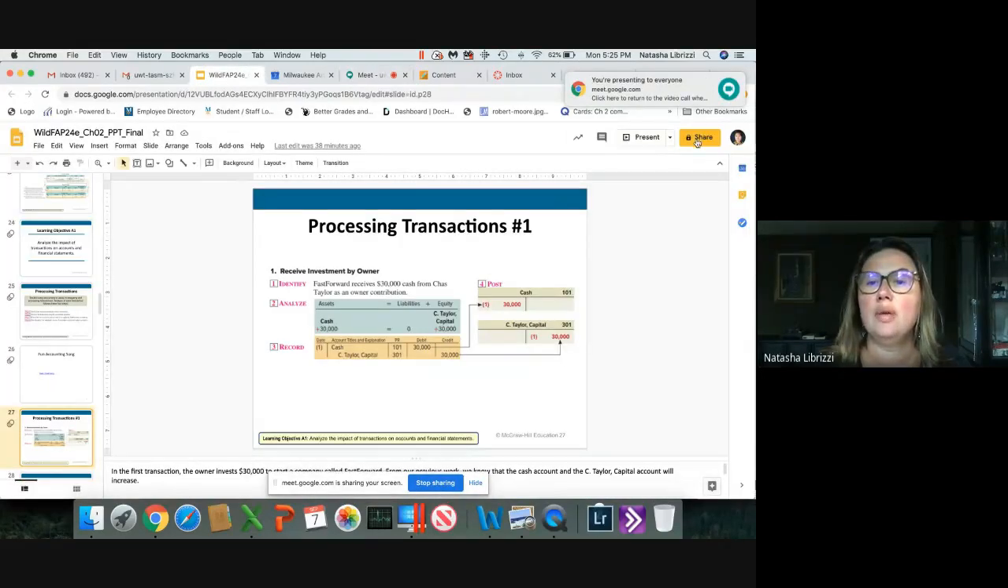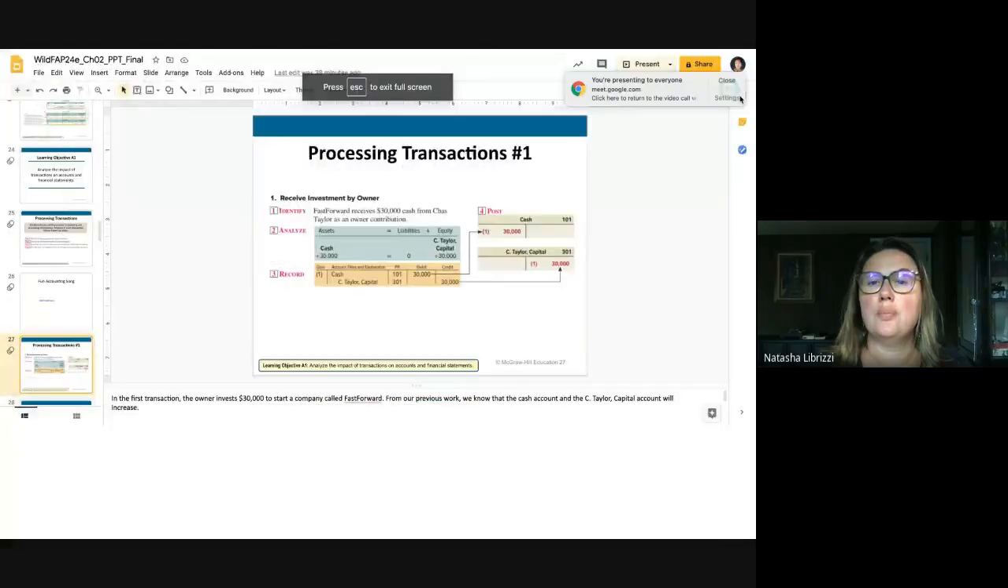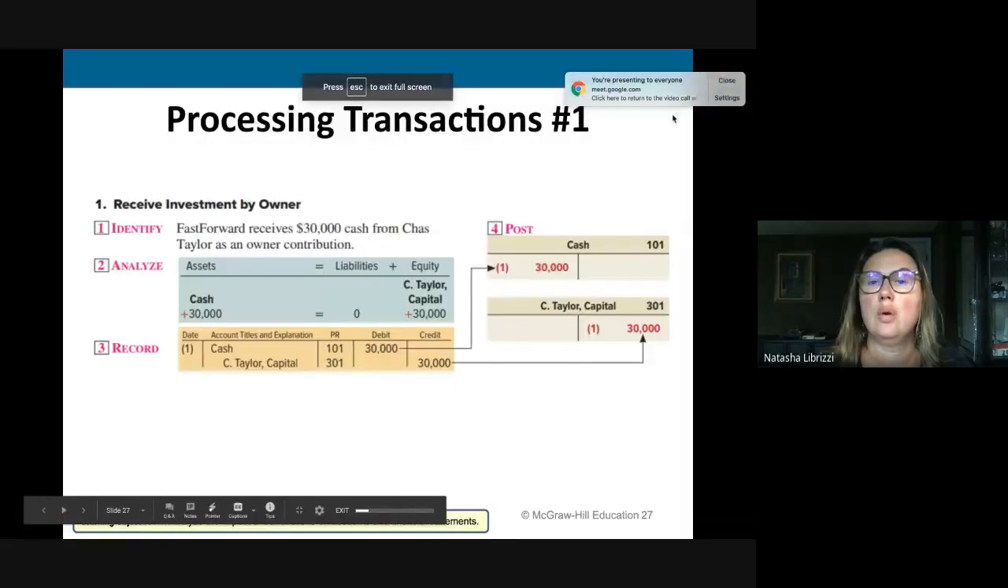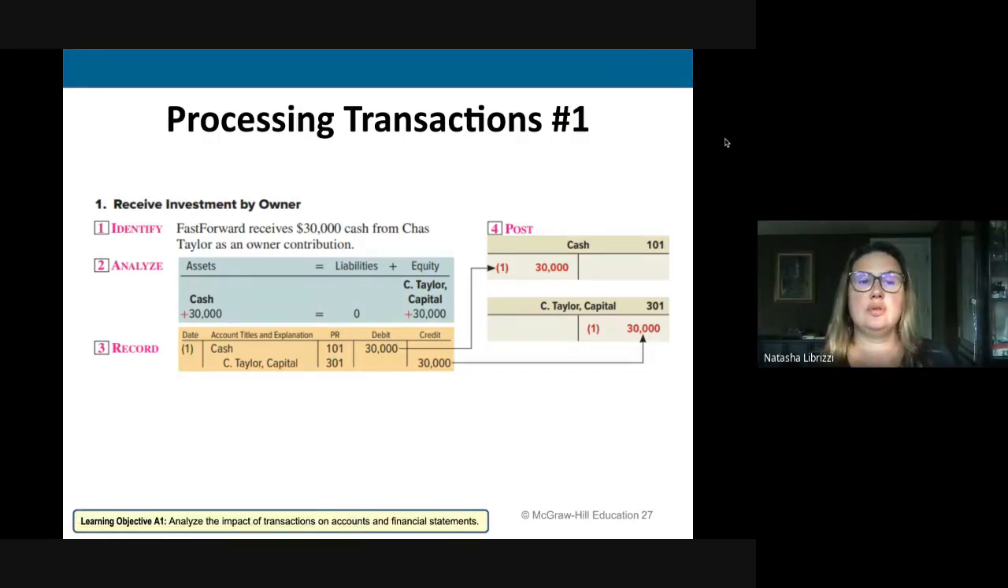Welcome back. We're actually going to start with going through transactions and see how they apply to each different scenario.